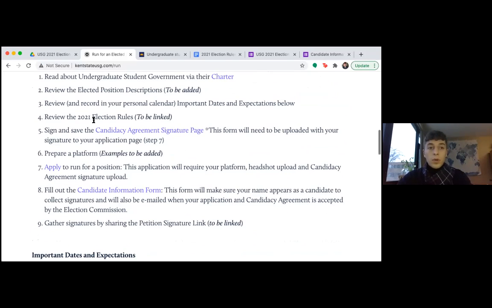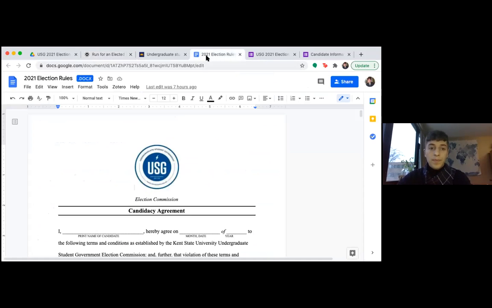Fourth, you're going to review the 2021 election rules. So these are actually almost completed. I have them right here. They'll be linked shortly.